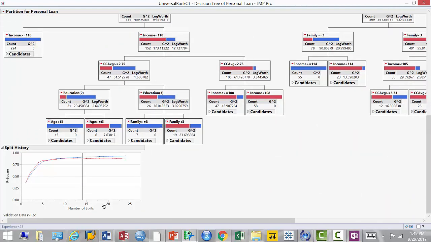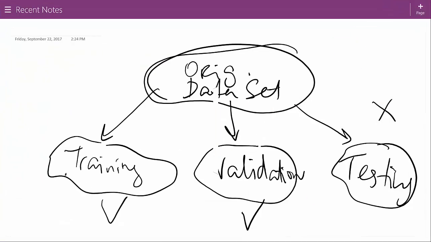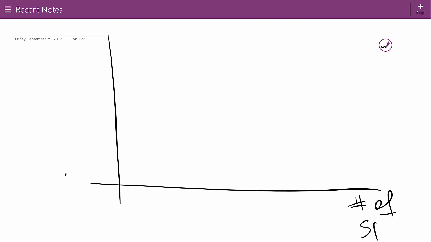All right. Now, look at that. Right there it says that the tree that I'm seeing right now is actually based on 14 splits. Do you see that number of splits? And there is a vertical line. Here's what's going to happen, ladies and gentlemen. Let me get back. We still have a little bit of time. This is an important concept. This is number of splits in my tree, and here's my misclassification error.